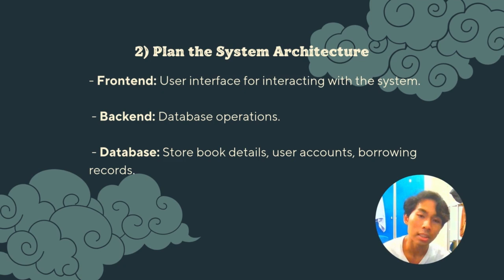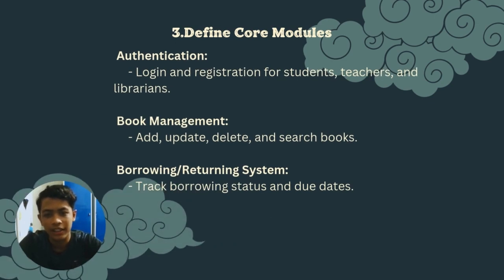For the front end, the focus is on the user interface for interacting with the system. For the back end, the focus is on database operations. For this website, the database stores book details, user accounts, and borrowing records. Number 3, define core modules. Authentication, login and registration for student, teacher and librarian. Book management, where we have add, update, delete and search book. And then the borrowing and returning system, where we track borrowing status and due dates.